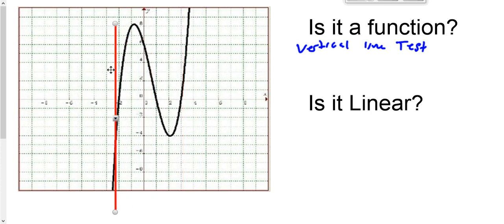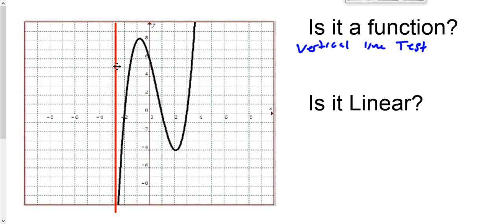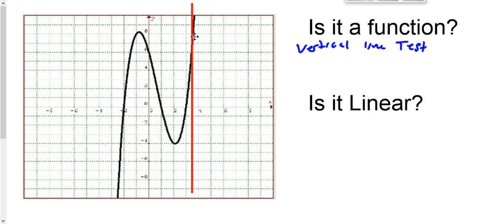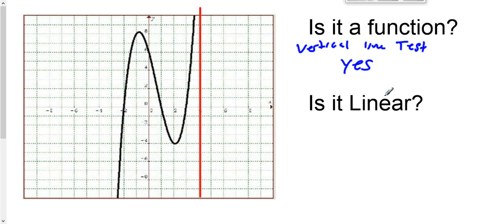So it doesn't matter where I leave it. I can leave it here, I can leave it here, I can leave, whoops, grabbed the wrong thing, over here. Anywhere I want, and it should only intersect the graph once. As we go across, like we're scanning it, our red line only crosses our black graph line at one point regardless of where we are. Because of that, it is a function. To see if it's linear or not, all we have to do is ask the question, is it a straight line? The answer is no, therefore it's not linear.